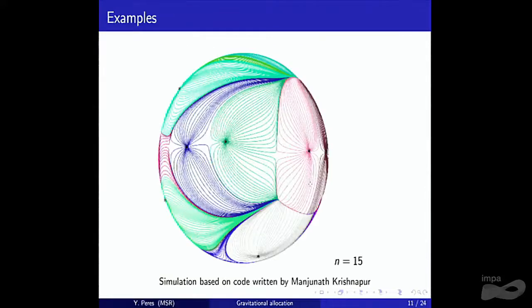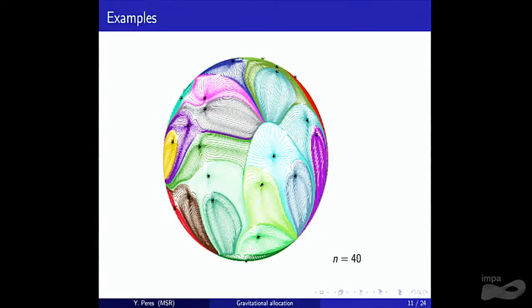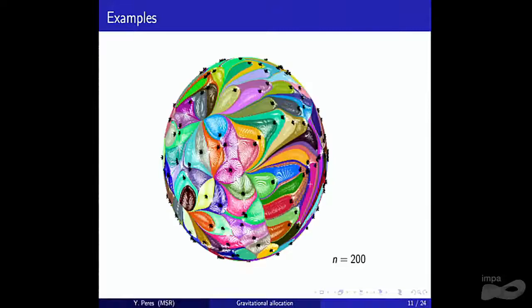I'll explain this later. But here are just some pictures of how these allocations look. So this is for n equals 15. You see the basins are still kind of roundish. As n grows, the basins get a little more elongated. You see, this is 200, and this is 750. So it's kind of amazing. You can see the root log n, although it grows very slowly. You can see it in this picture, that these domains, these salamanders, get thinner as n grows.